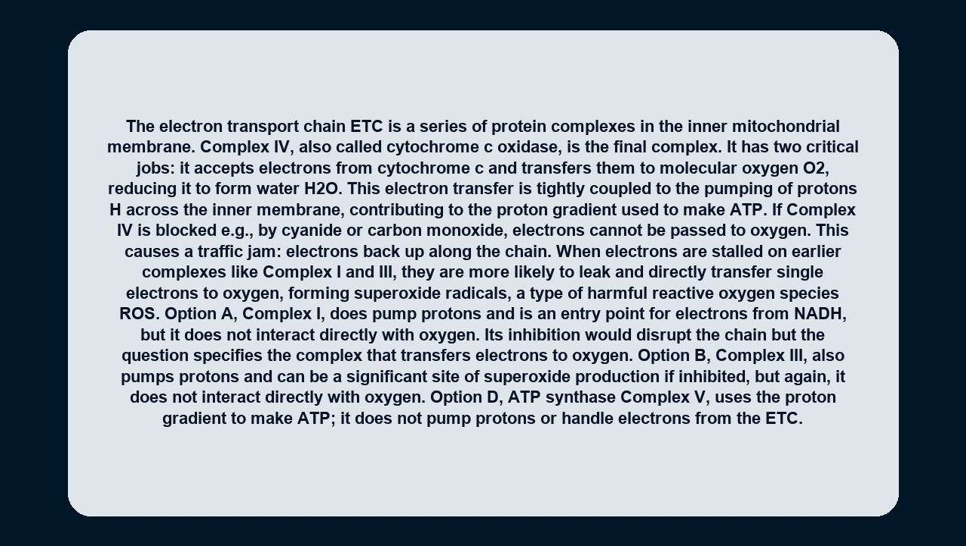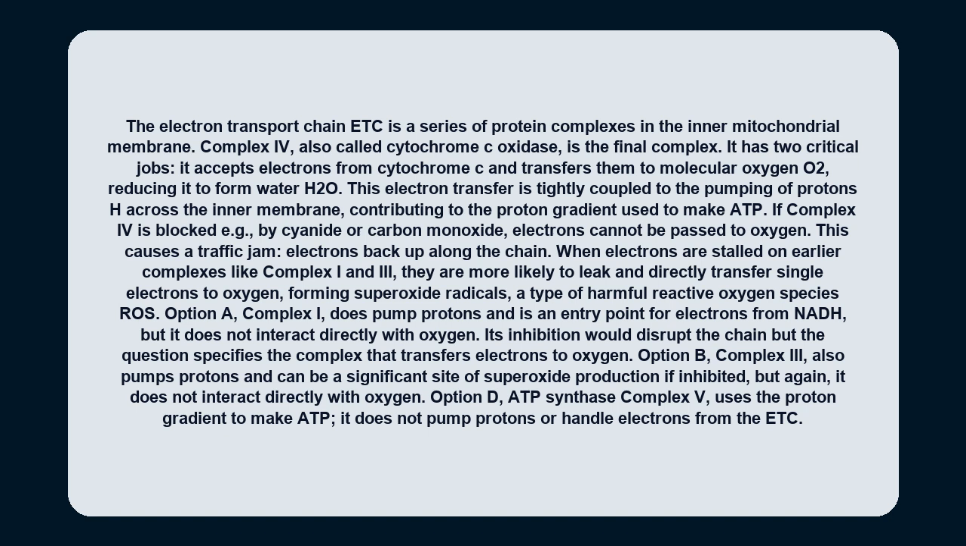If complex 4 is blocked, e.g., by cyanide or carbon monoxide, electrons cannot be passed to oxygen. This causes a traffic jam. Electrons back up along the chain. When electrons are stalled on earlier complexes like complex I and 3, they are more likely to leak and directly transfer single electrons to oxygen, forming superoxide radicals, a type of harmful reactive oxygen species (ROS).